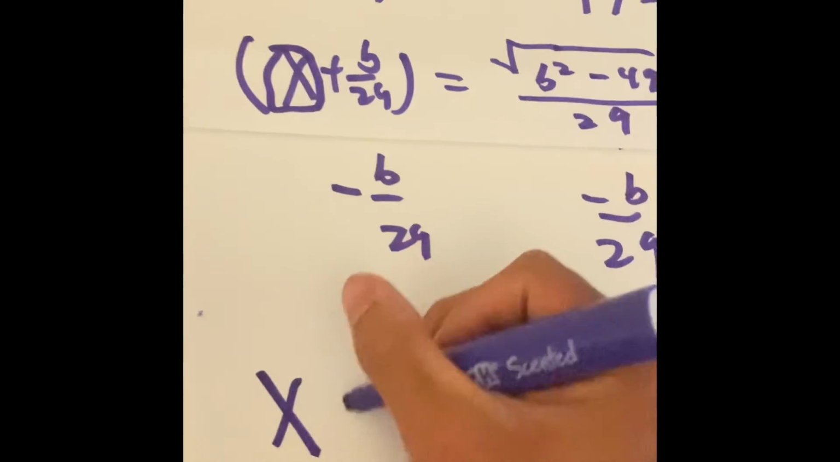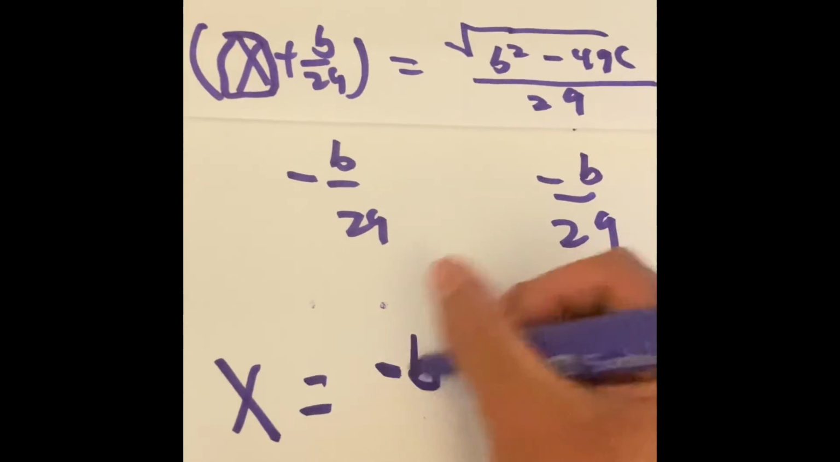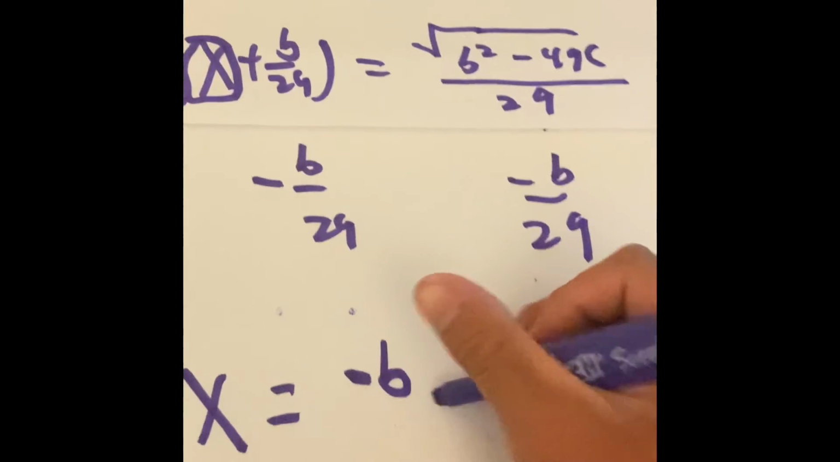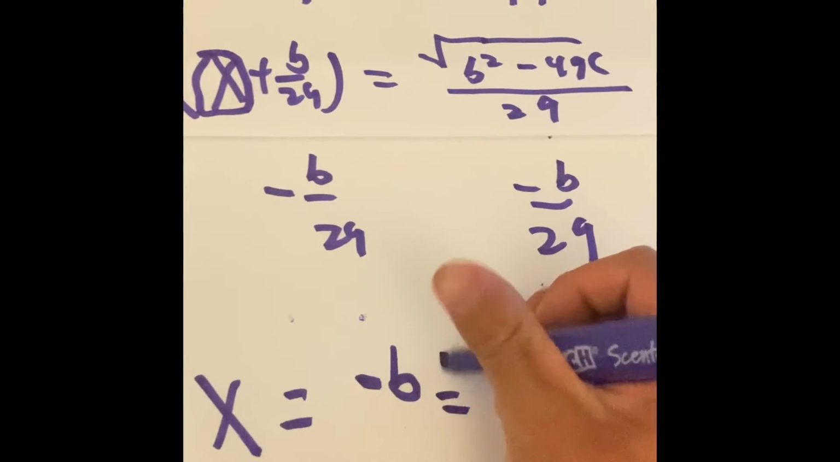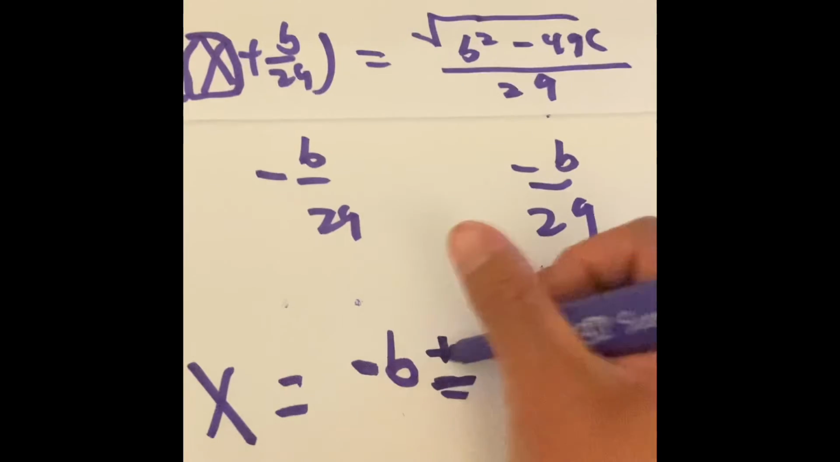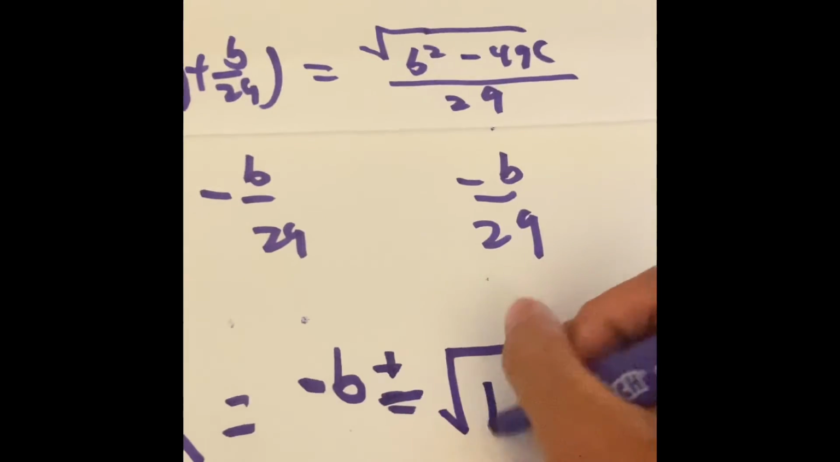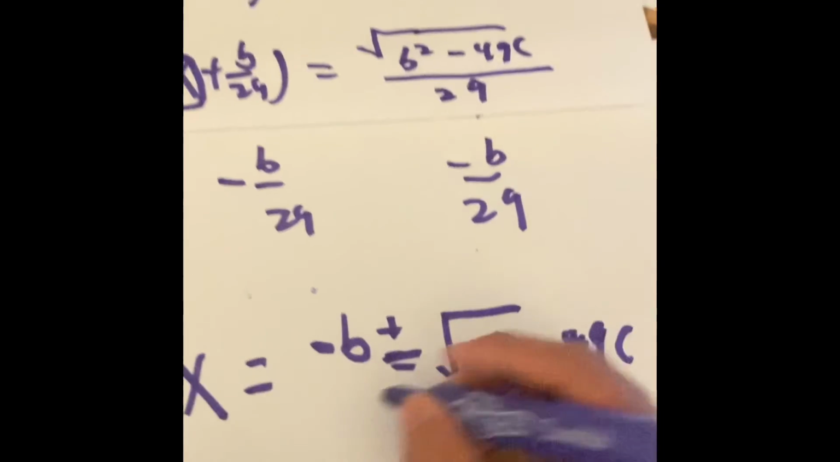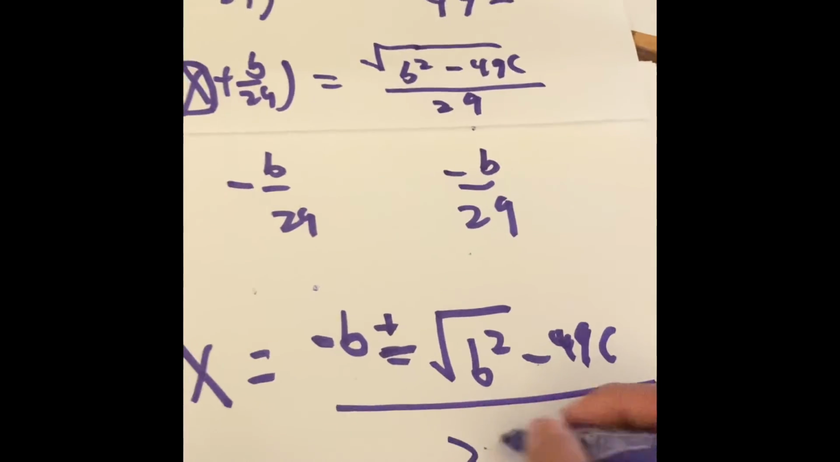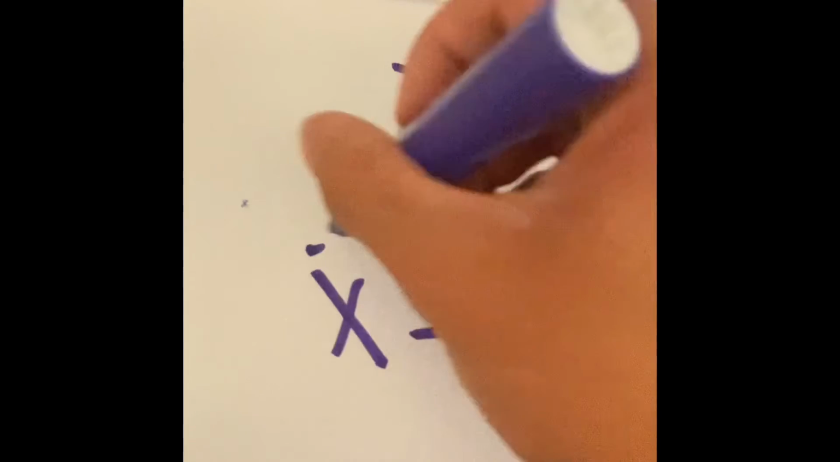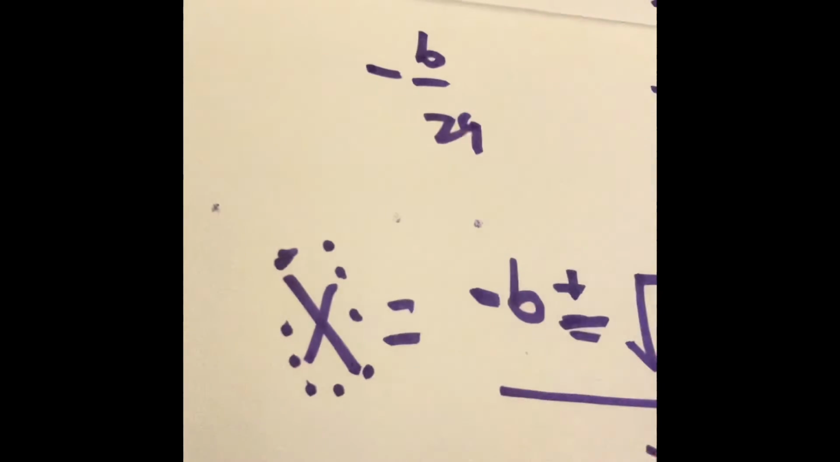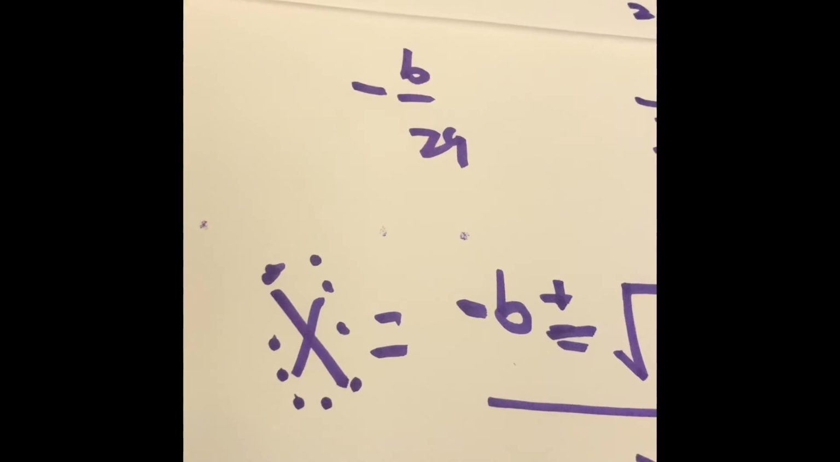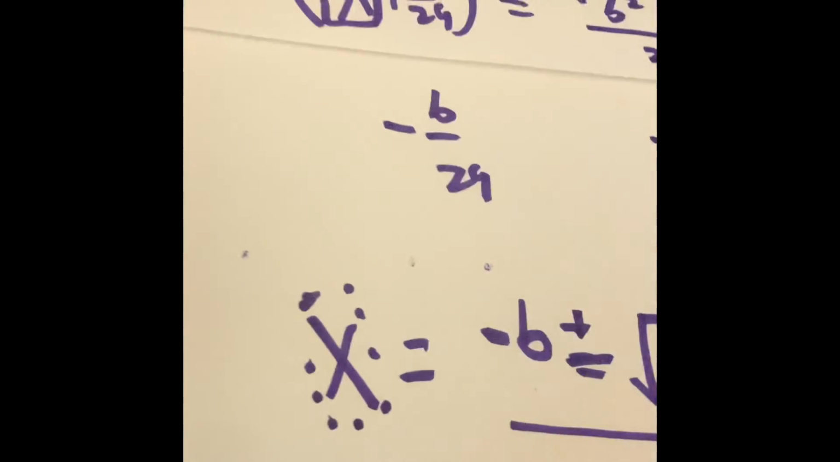So x is going to equal negative b, plus or minus the square root of b squared minus 4ac, divide that by 2a. And that is how we got x alone. And that is how completing the square is one of the strategies.